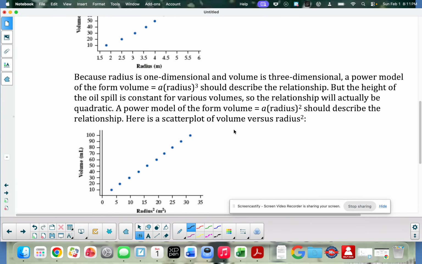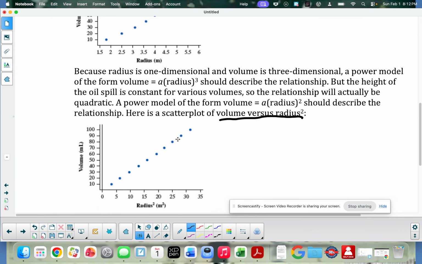Basically what they finally decided to do was volume versus radius squared. Even though technically volume is a cubic function, and it would be volume versus radius cubed, they said that the height was constant, which is not really surprising. I believe most oil spills are usually no more than about 6 inches deep. So it's more like a cylinder rather than a sphere. But anyway, they decided to just do volume versus radius squared, and as you can see, very, very linear at that point.